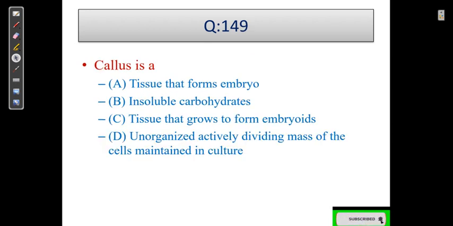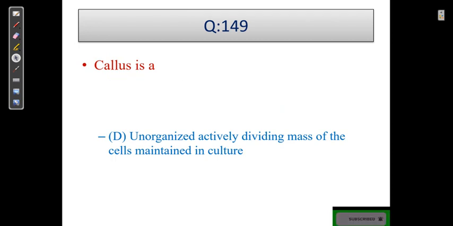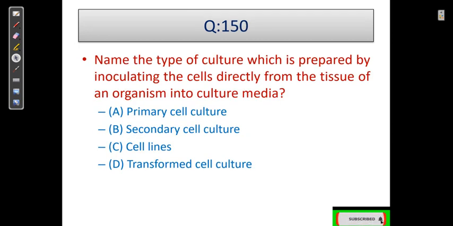Callus is a tissue that forms embryo, an insoluble carbohydrate tissue that grows to form the embryoids. Callus is an unorganized actively dividing mass of cells maintained in the culture. So the correct one is D. Name the type of culture which is prepared by inoculating the cell directly from the tissue of an organism into the culture media. Primary cell culture, secondary cell culture, cell line, transformed cell culture. So the correct one is primary cell culture.